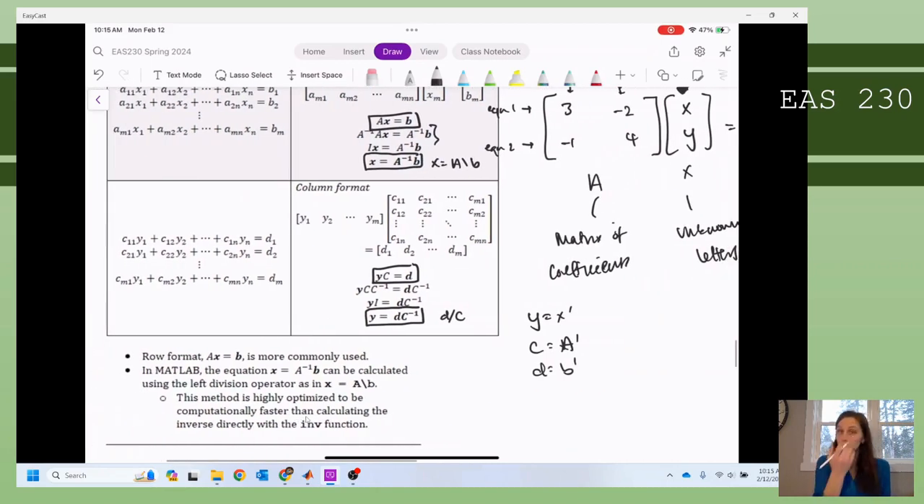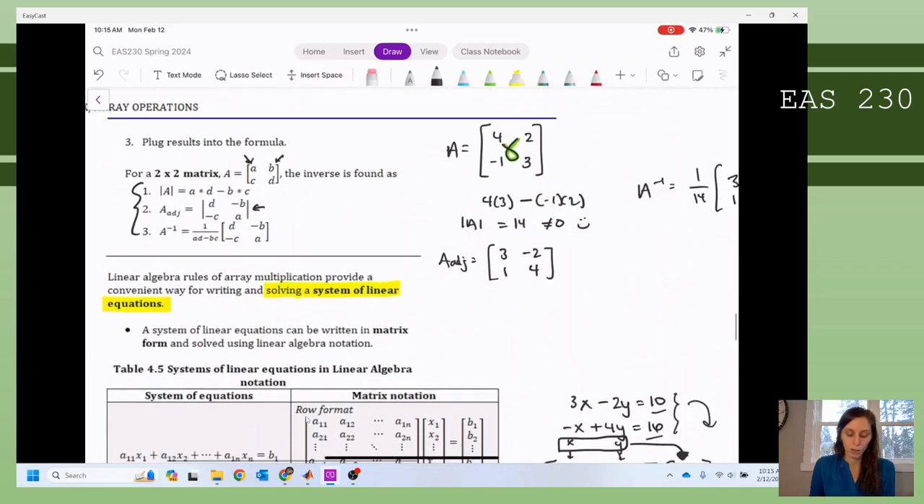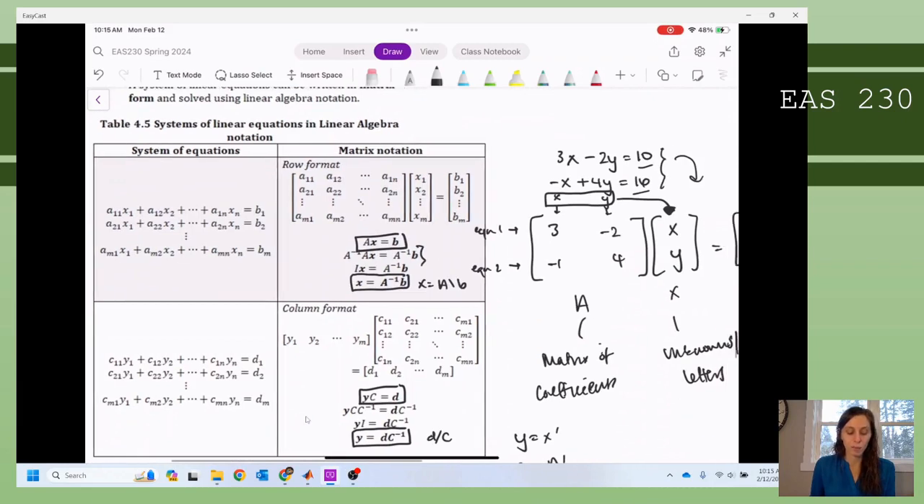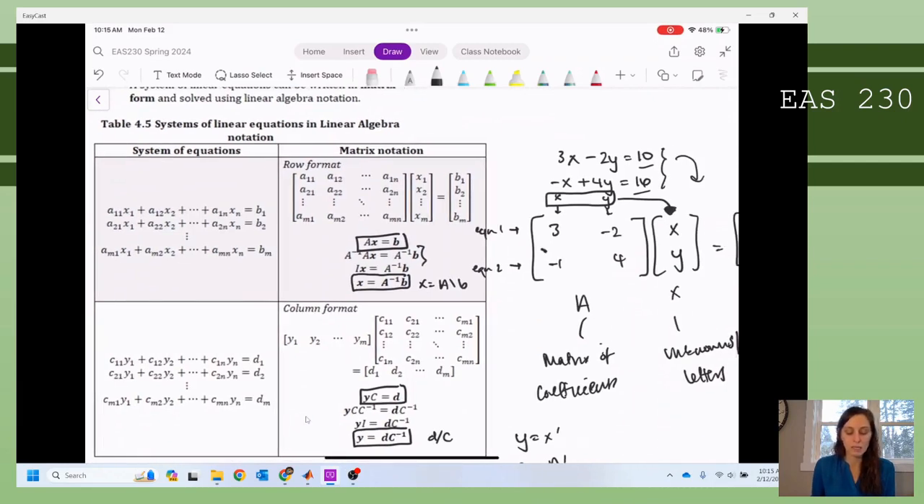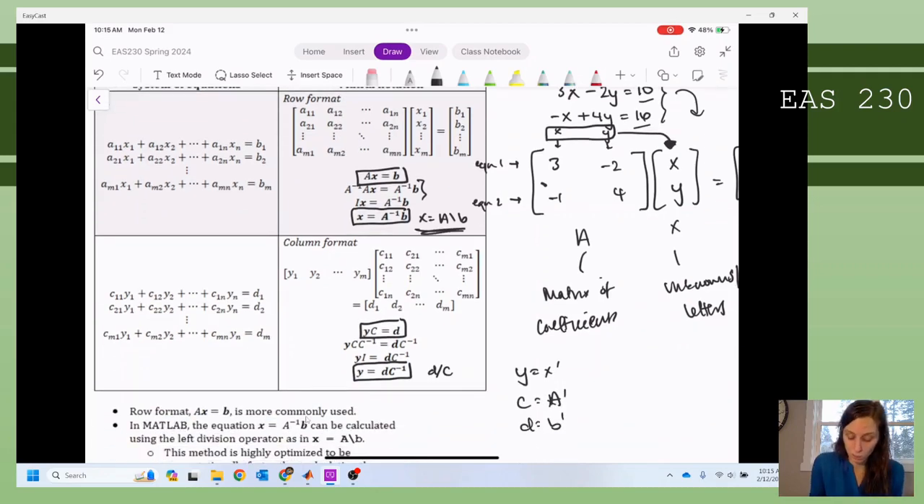So that's going to be our main application, and we'll do a couple 2x2 systems in order to go through this process. But really, we want to focus on being able to write our systems of equations in linear format, because then if we know that, we can solve any system by using this one single line.